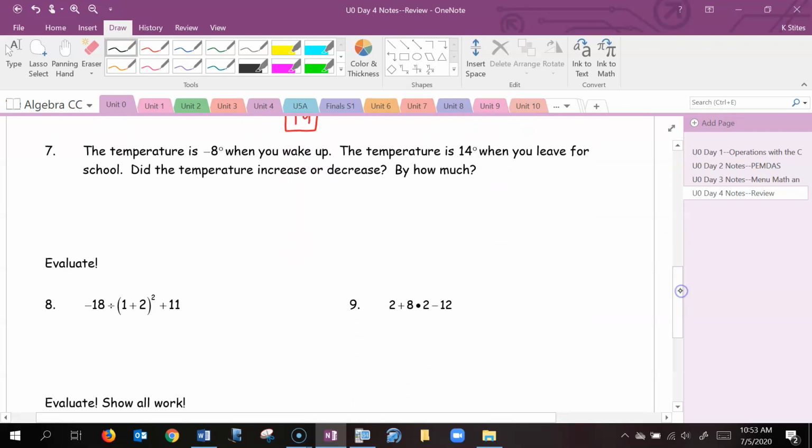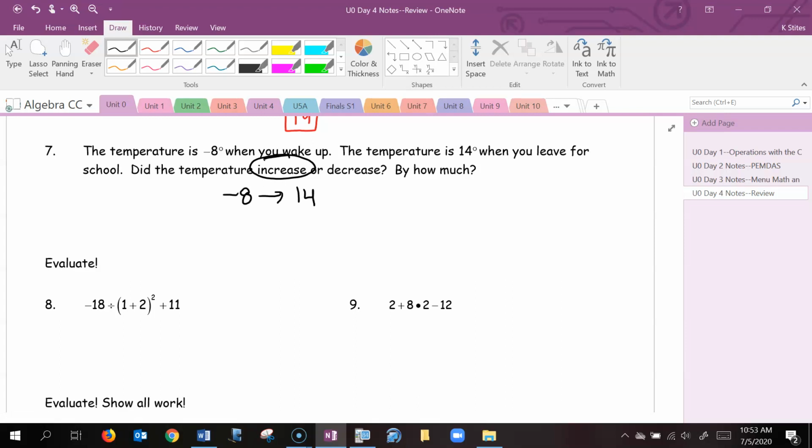Number 7, we can use a calculator for this one. The temperature is negative 8 when you wake up, and the temperature is 14 degrees when you leave for school. Did the temperature increase or decrease, and by how much? Well, if it was negative 8 and now it's 14, that is an increase. And by how much? Be careful, we can't just add these two numbers together.